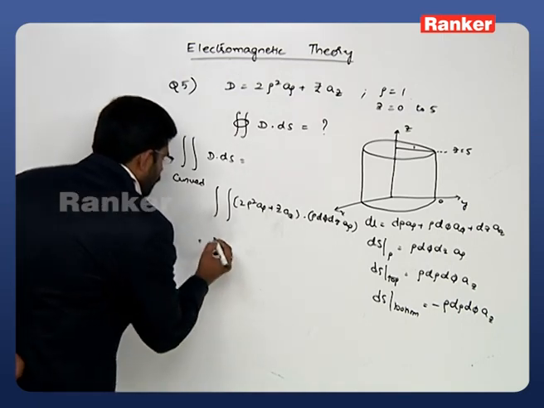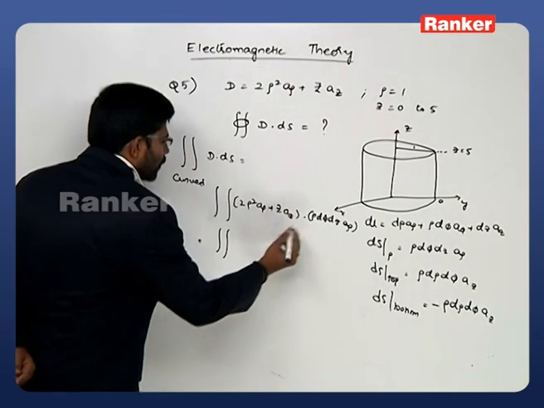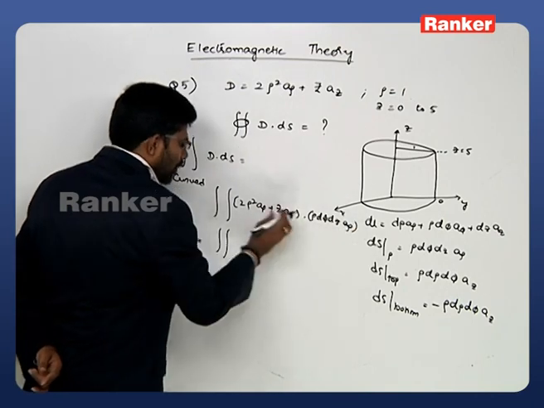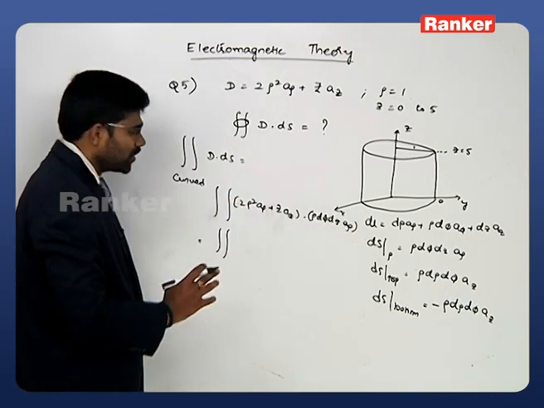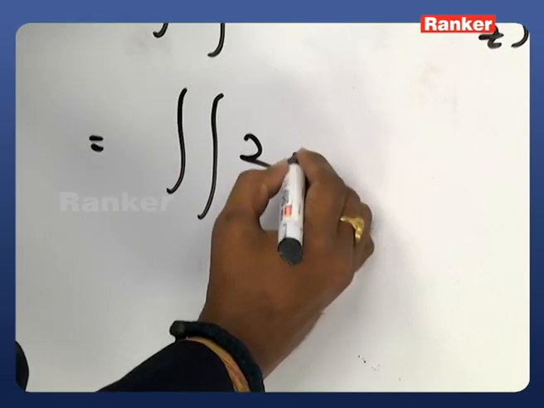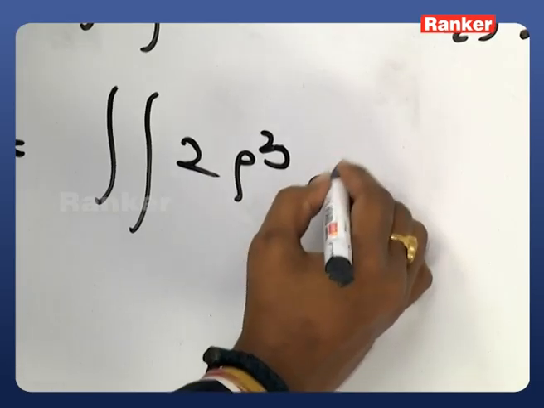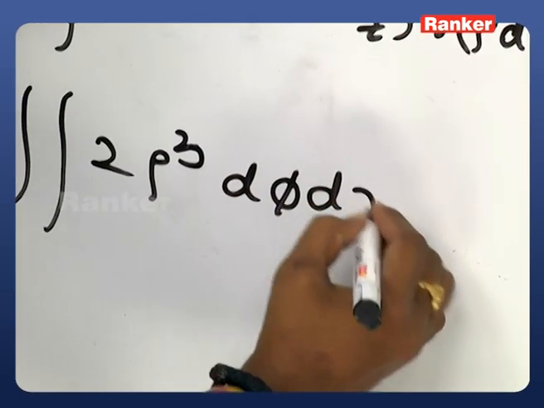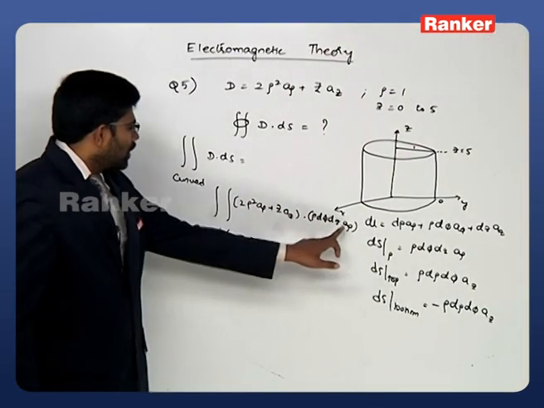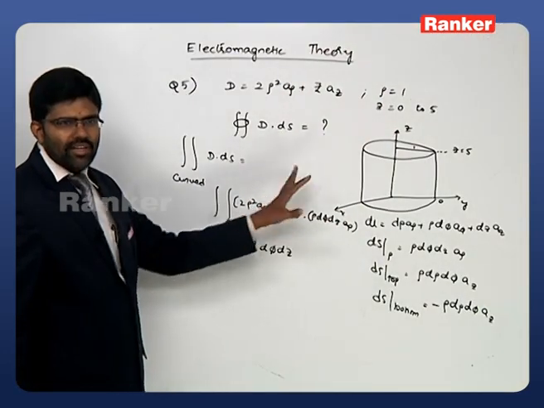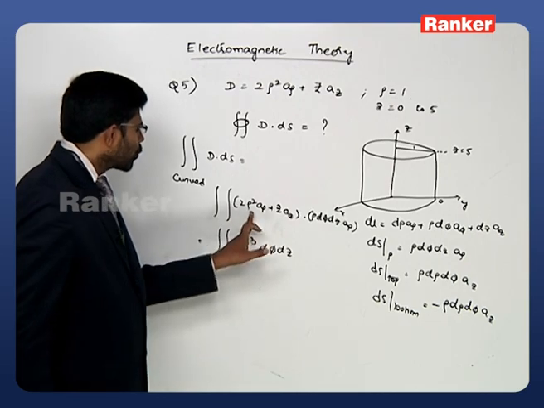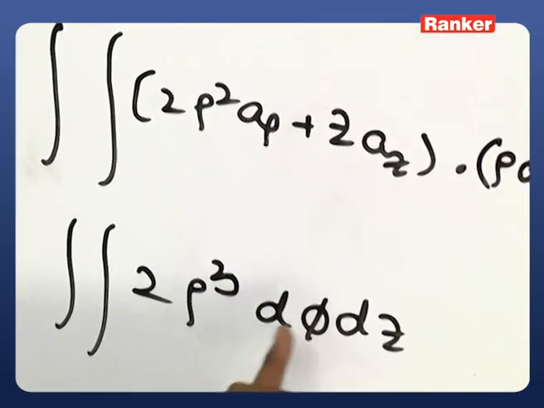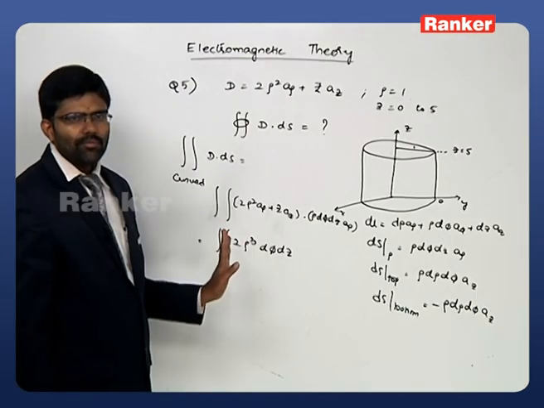So this equals the double integral of, since we have only a rho here, a rho dot a rho becomes 1, and the remaining term becomes 0. So it is 2 rho cube d phi dz. A rho dot a z is always 0, so neglect it, don't write that one. 2 rho square into rho is 2 rho cube. d phi dz is the term we have.